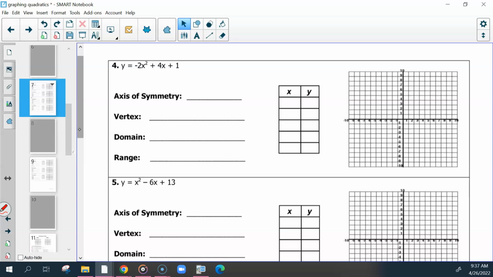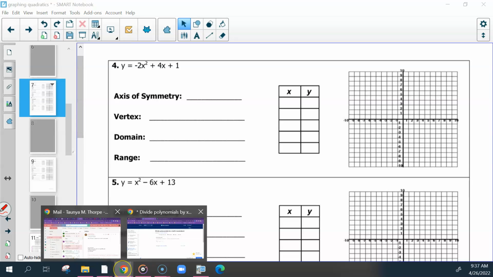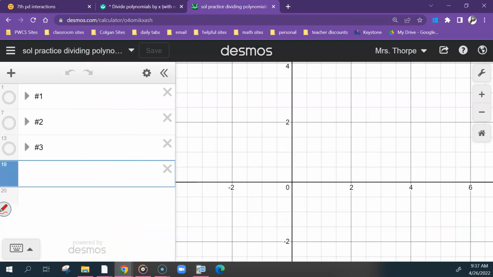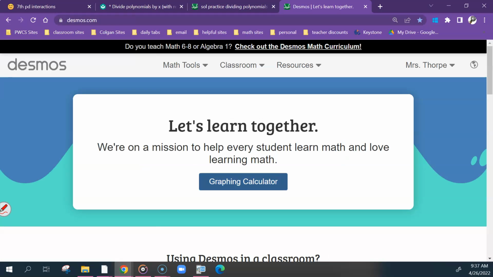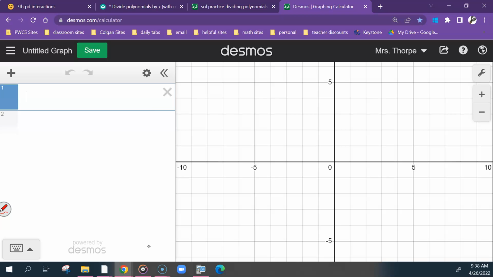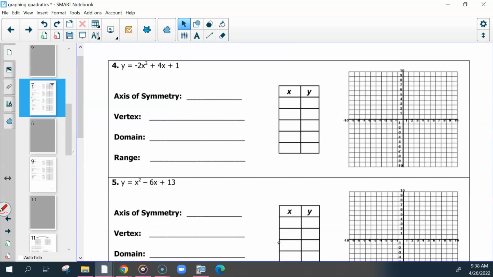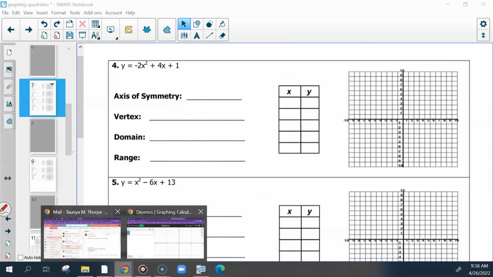So if you're on Desmos, we'll come back and we'll fill this in here in a minute. Put this one into Desmos: -2x squared plus 4x plus 1. Will you be able to do this on a calculator? It does something similar. Yes, it gives you the points. I'm just showing you what points it gives you on Desmos. The function for number 4, -2x squared plus 4x plus 1.